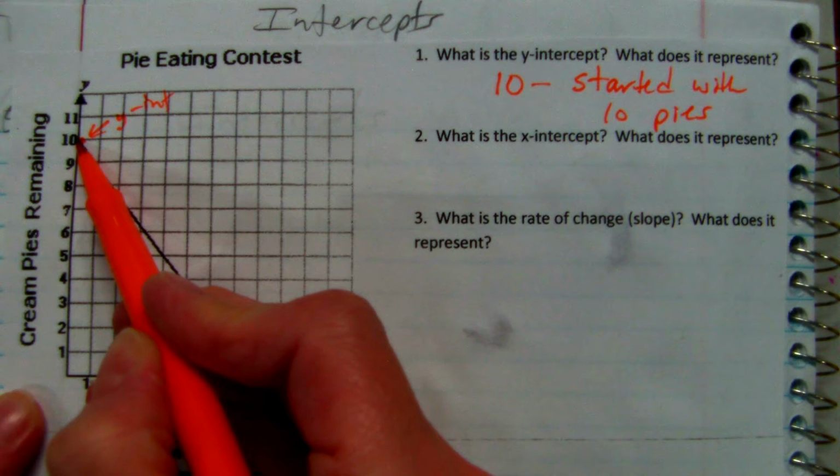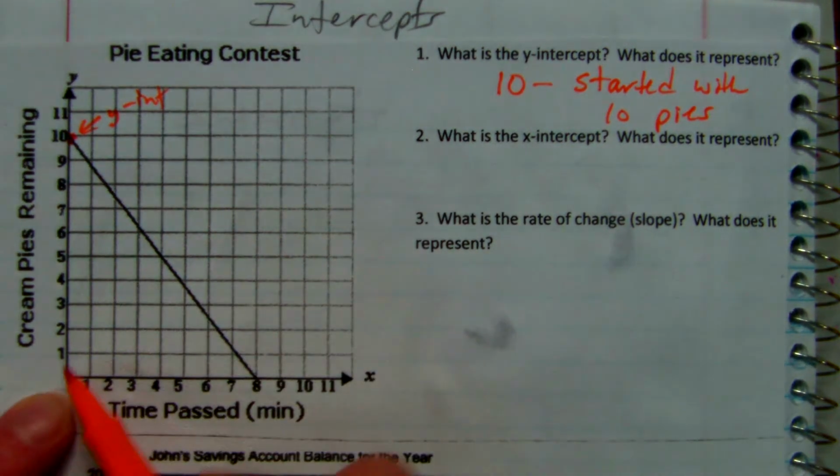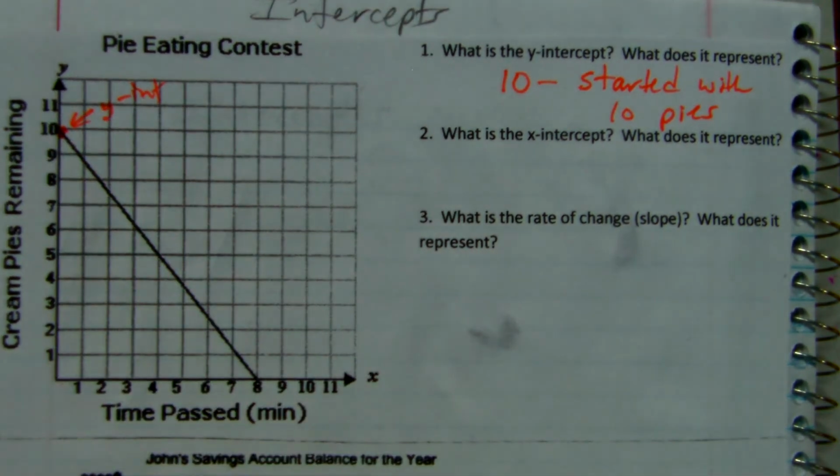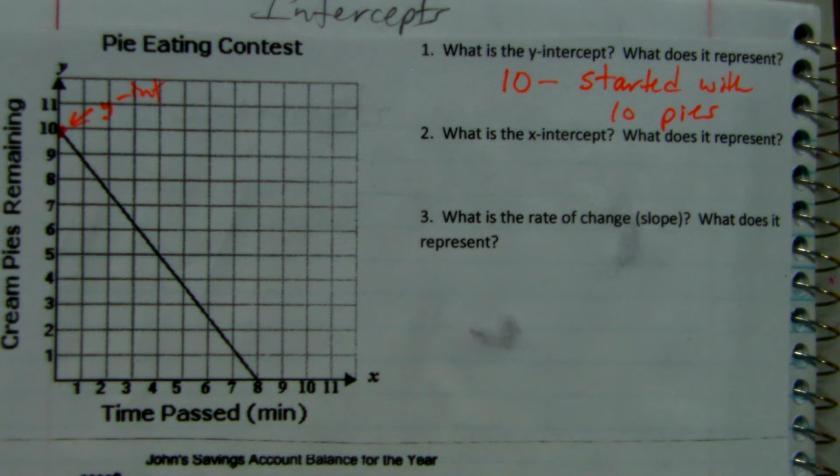Does that all make sense to you guys? Because that's at time 0. That's my y-intercept. The y-intercept is usually a starting point for your story problems. It's usually where everything gets started.